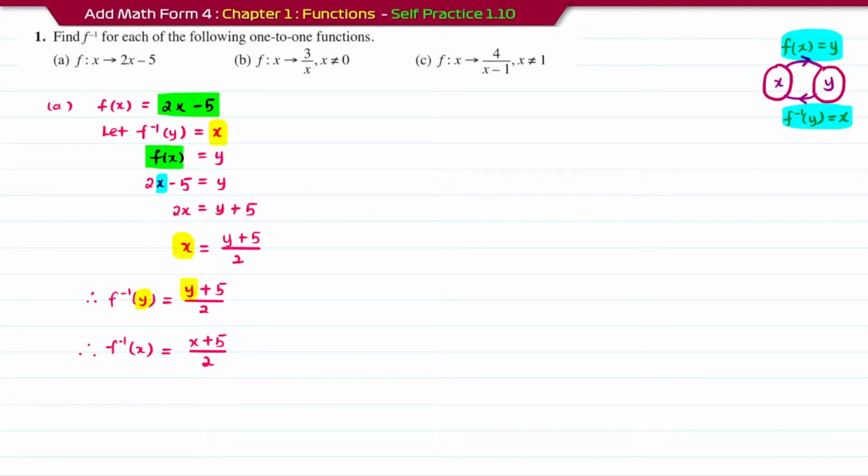So now we're going to move to question B. The function f of x is equal to 3 over x. So let us write the relationship first. So let the inverse f of y equal to x. Therefore, the f of x will be equal to y. So the f of x here is equal to 3 over x.